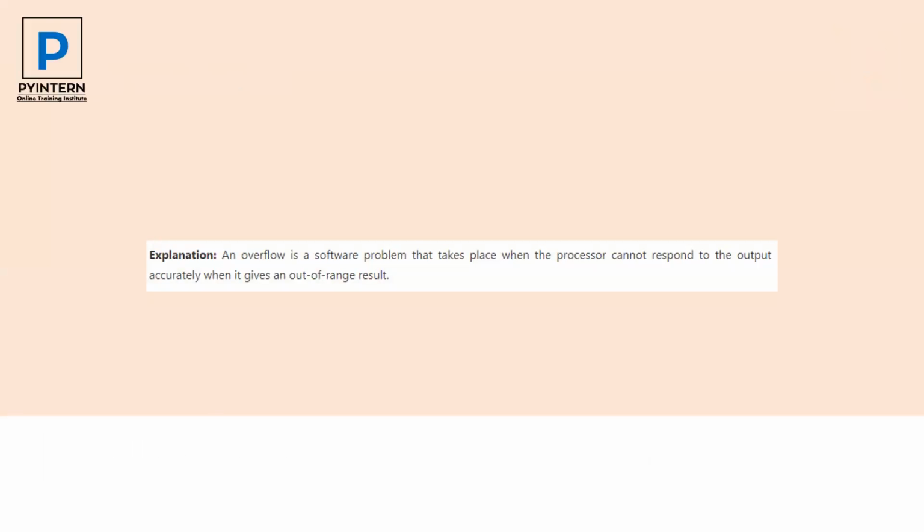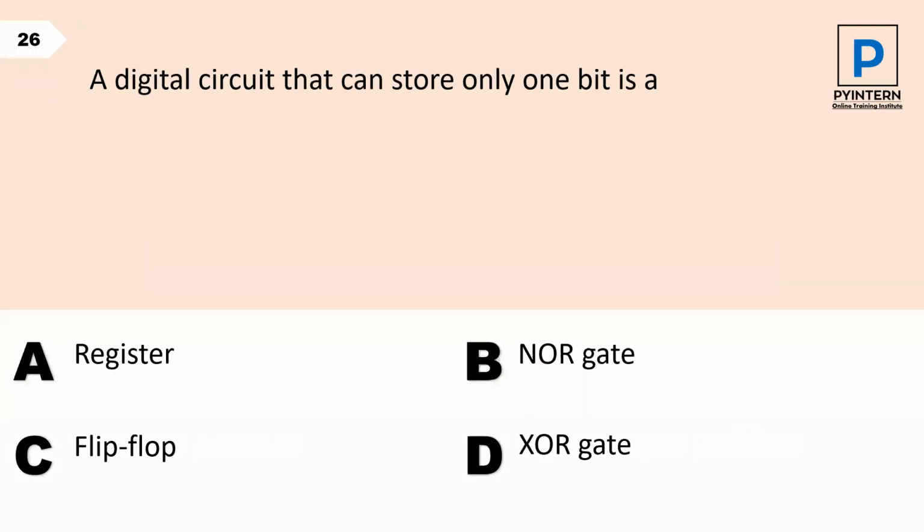So an overflow is a software problem that takes place when the processor cannot respond to the output accurately when it gives an output out of range. Because if you see the 2's complement addition after the overflow, then we do some extra operation to convert into the correct output. Okay, come to the next question.